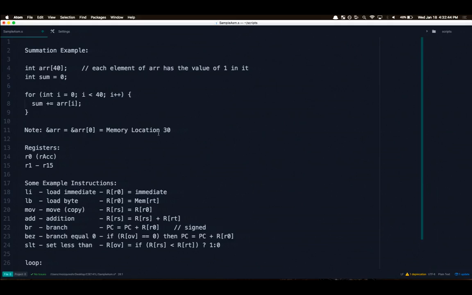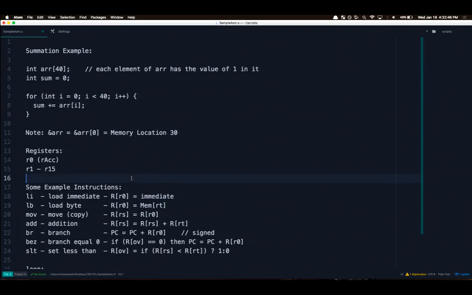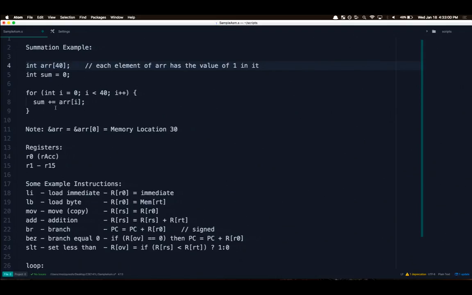So, just a quick, silly example. Let's say you have an integer array that has 40 elements, and each element has the value of 1 in it, and we just want to get the sum of it. So in C or C++ code, this is what you would do, and you should get 40 for sum.